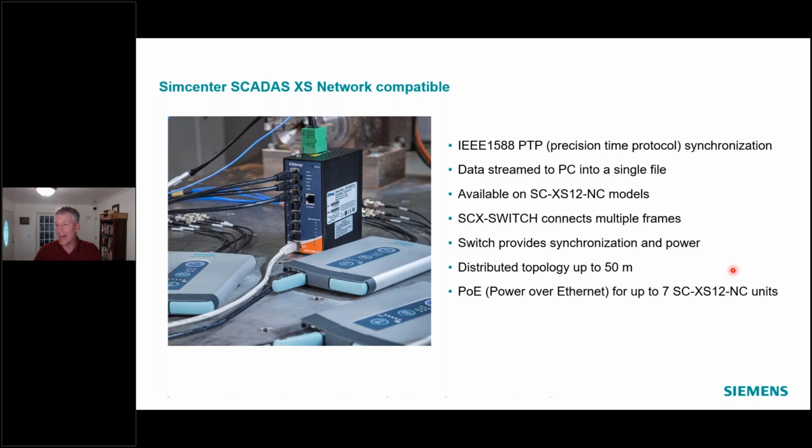Oh, I knew there was one thing I was going to say. Typically, XS units are not delivered with this network capability. It's an option, but even if you purchased a 12-channel XS that doesn't have that, it can be added on after the fact. So you can come to us and say, hey, I want to upgrade some of my existing XS units to the network version. It only works for the 12-channel, not the 6, but it's possible for the 12-channel units.